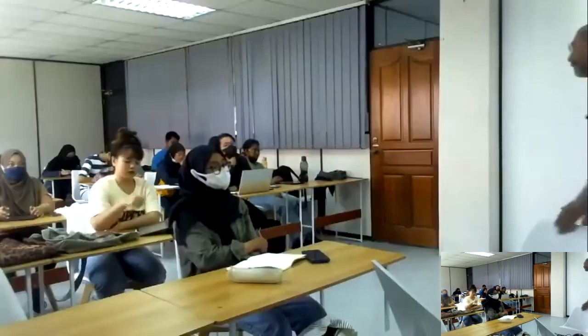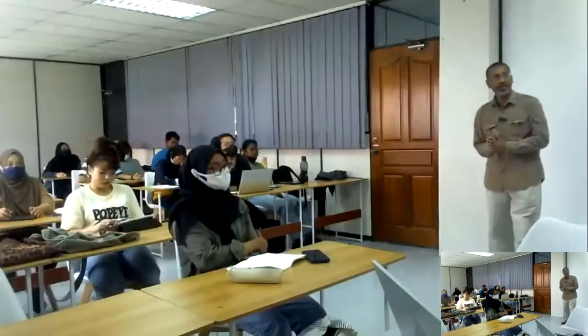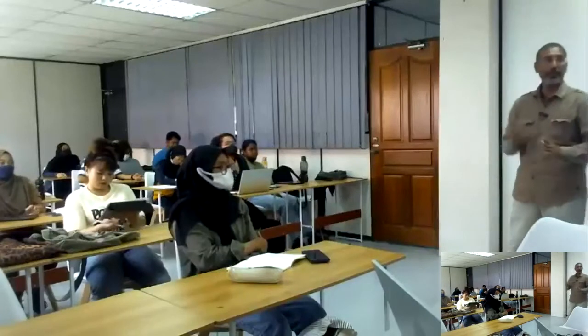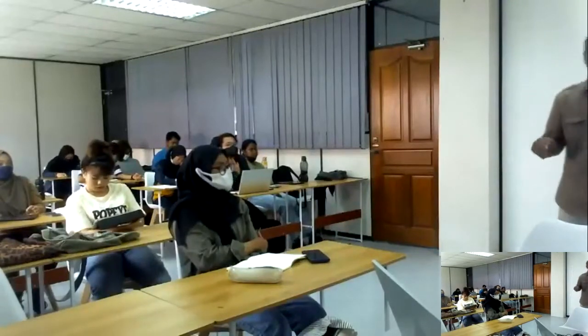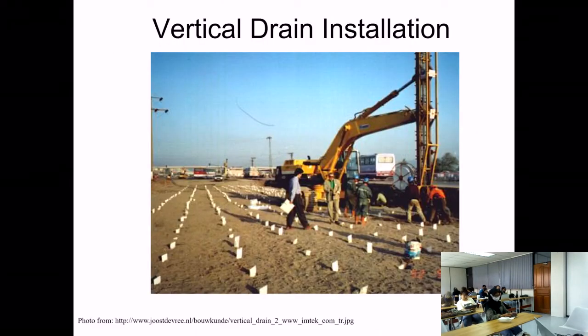I think we have seen this before. Prefabricated vertical drain. It's made of polymeric material, geosynthetic material, as a substitute for sand. We don't use sand anymore. It is installed by being pushed or vibrated into the ground. Most are about 100 or 200 mm wide, and thickness is about 5 mm. But water can go through. It can be a medium for water to come out from the soil.